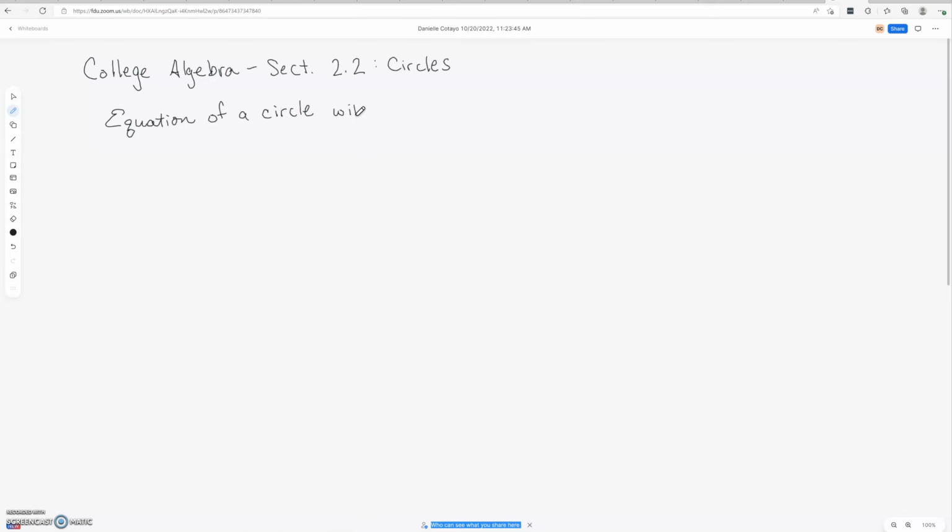with a center of (h, k) and radius r. Okay, so what does that look like? It is (x minus h) squared plus (y minus k) squared equals r squared.